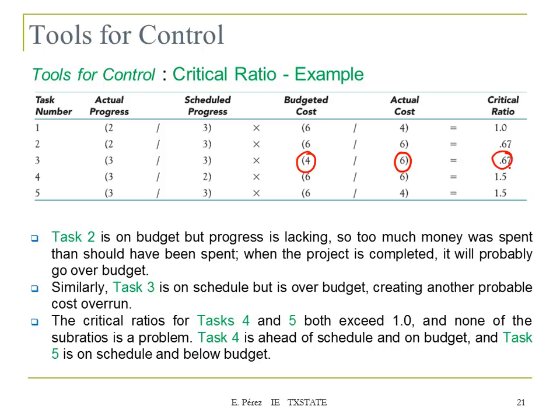And the critical ratios for task 4 and 5 both exceed 1. And none of the sub-ratios is a problem. Task 4 is ahead of schedule and on budget, and task 5 is on schedule and below budget. So you can get all that information from those ratios.